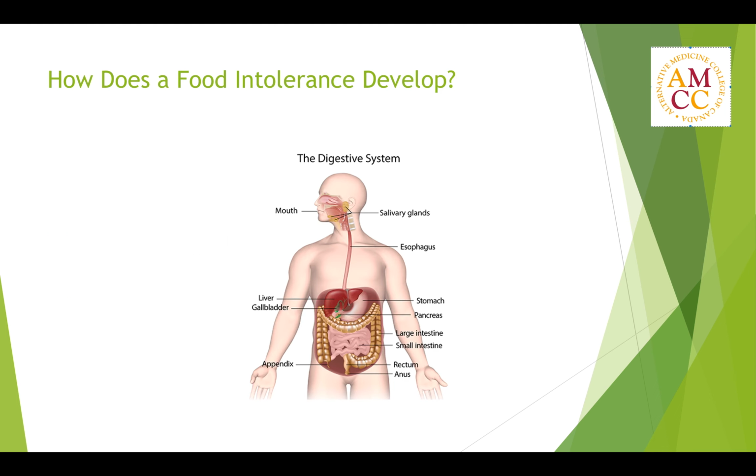One might wonder how a food intolerance develops, and for that we have to take a little look at our digestive system. So this is a very basic picture where we see the stomach being one of the first steps of digestion, followed by the small intestine, which is a few meters long, and then the large intestine. So what we're interested in particular here is the small intestine.